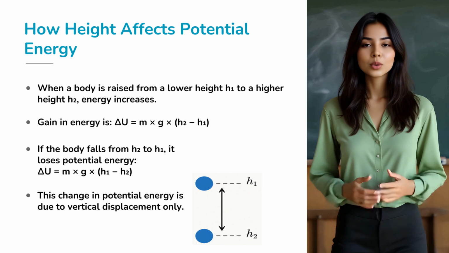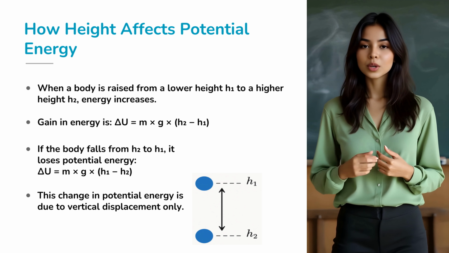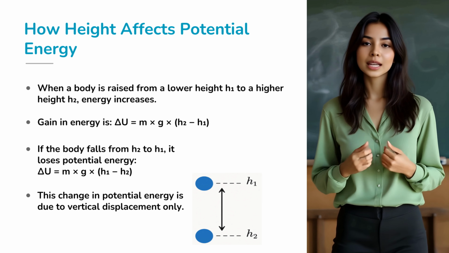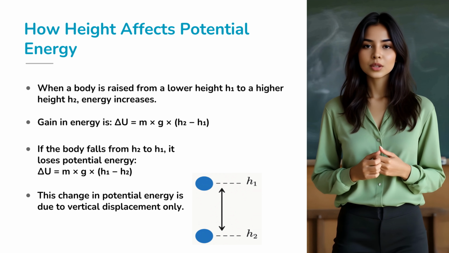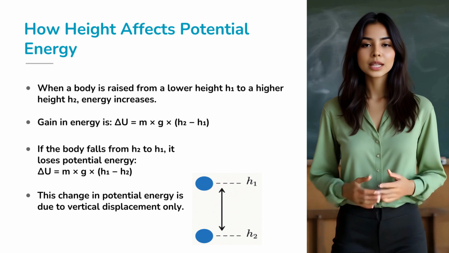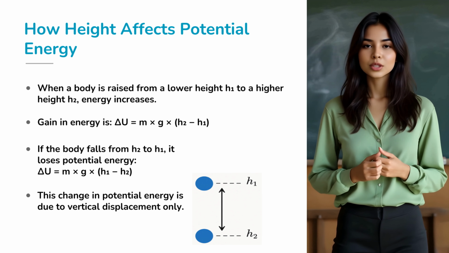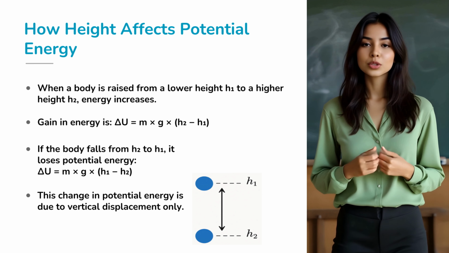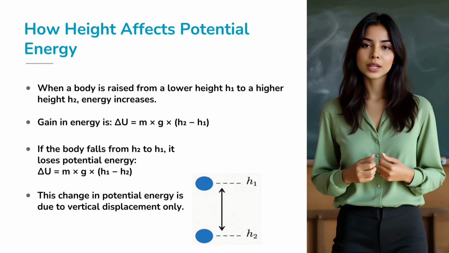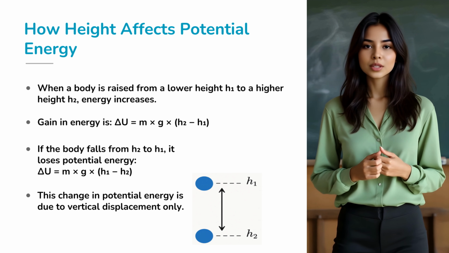Now let's talk about how gravitational potential energy changes. Suppose a body is raised from height h1 to height h2. Its gain in energy is given by delta U equals m into g into (h2 minus h1). But if the body falls from h2 to h1, the potential energy is lost. In this case, delta U equals m into g into (h1 minus h2). Whether rising or falling, the change in gravitational potential energy depends only on the vertical height covered, not the path taken.